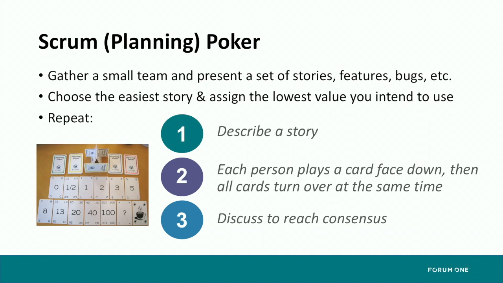So you come up with relative values, and then the point is that each person takes a card from their deck, and you can buy these decks on Amazon. They're $10 a piece. Puts the card down, face down. Again, we want some sense of anonymity to the estimation so that there's no single person who dominates the process. All the cards are turned over at the same time. Then the group discusses the estimates that are shown and reaches some type of consensus.